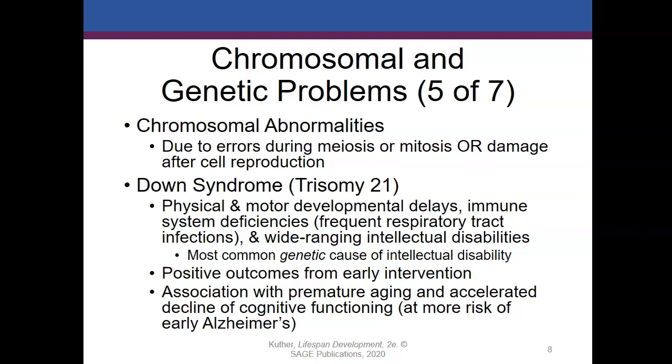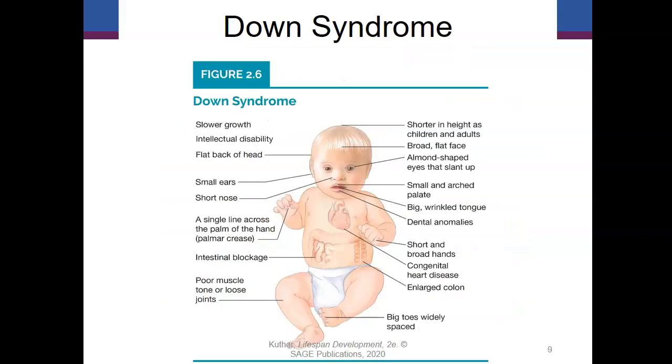cognitive attributes. People with Down syndrome experience physical and motor developmental delays, immune system deficiencies that often lead to infection, commonly of the respiratory tract, and wide-ranging intellectual abilities. Down syndrome is the most common genetic cause of intellectual disability. If supported and cared for, people with Down syndrome can experience positive outcomes, but the disorder is associated with early Alzheimer's and other signs of early cognitive decline and aging. This figure, 2.6 from our book, illustrates some of the physical characteristics of a child with Down syndrome.